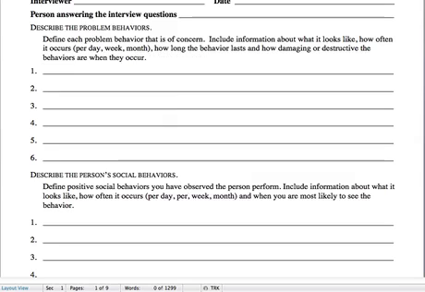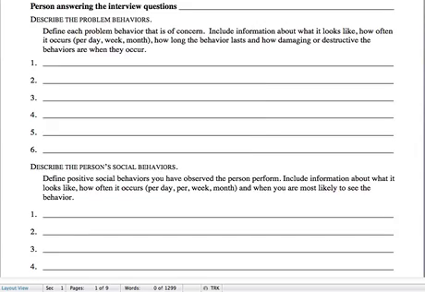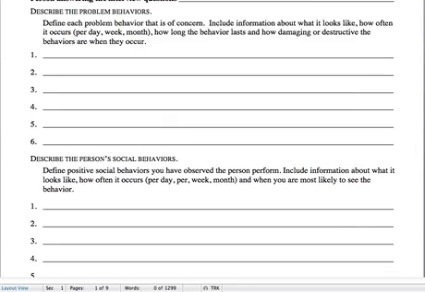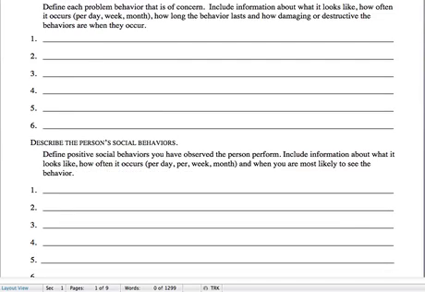Describe the problem behaviors. We want operational definitions. We want to know what it looks like, the topography, and we need some basic information about how often it occurs, the duration of the behavior, how damaging or destructive the behaviors are when they occur. So remember, operational definitions, a little bit of background, answering all those questions right there.